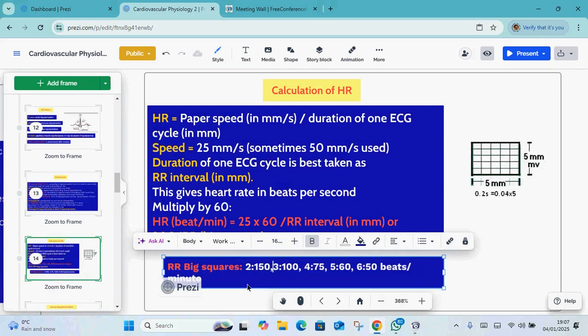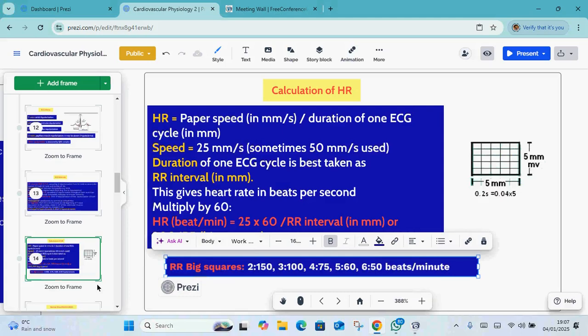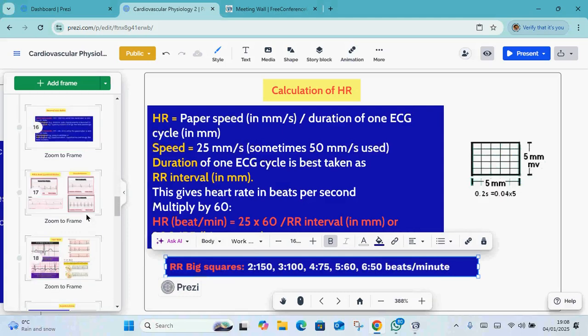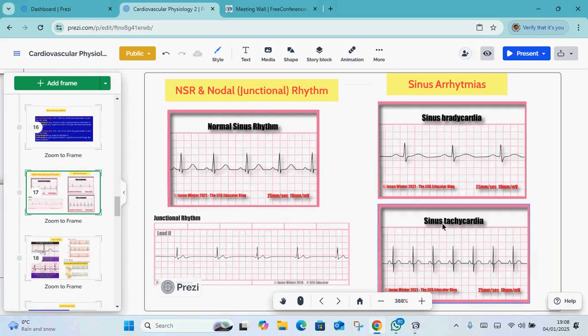But there are P waves. What does that mean? Sinus tachycardia. This is sinus because there are P waves, and it's tachycardia because the heart rate is more than 100. The heart rate is more than 100 because there are less than 3 boxes. Anything less than 3 boxes means more than 100. For example, 2 boxes means 150.